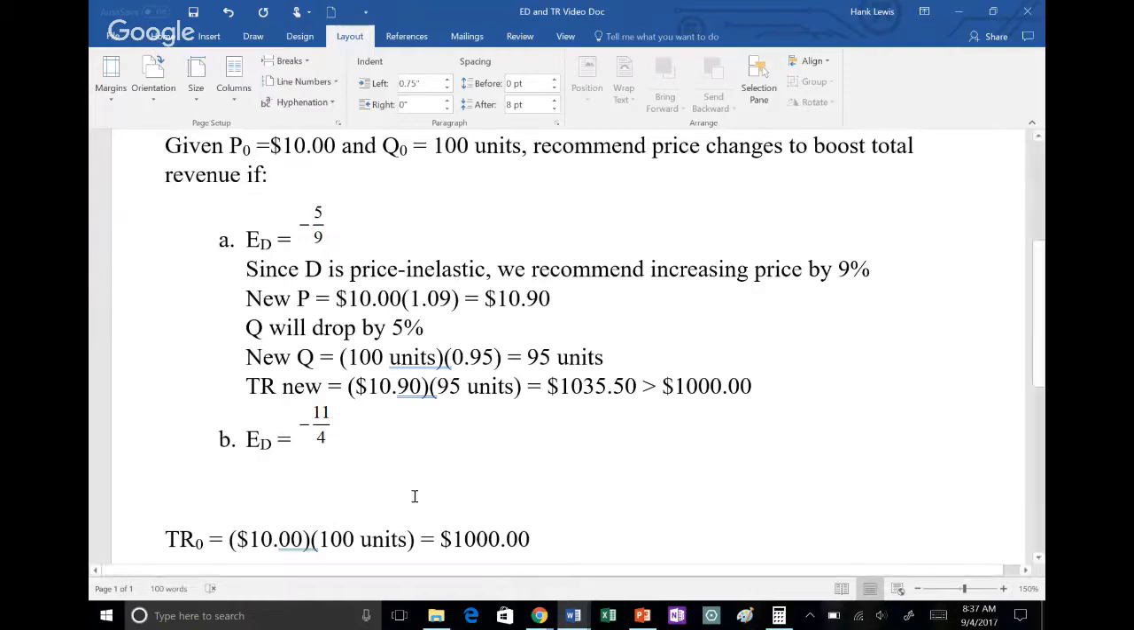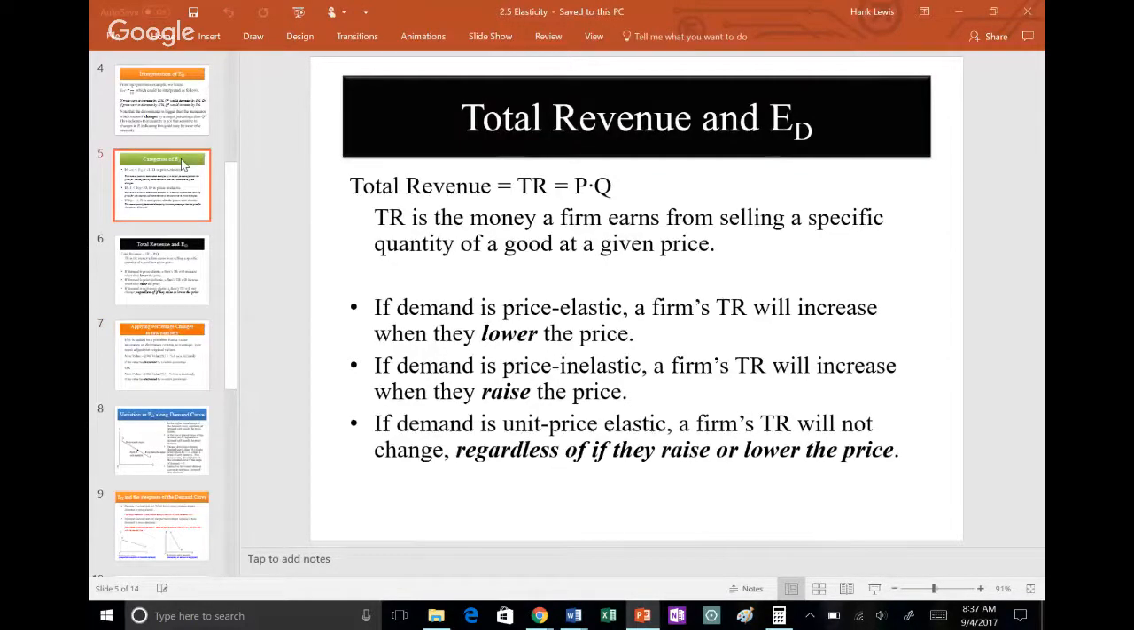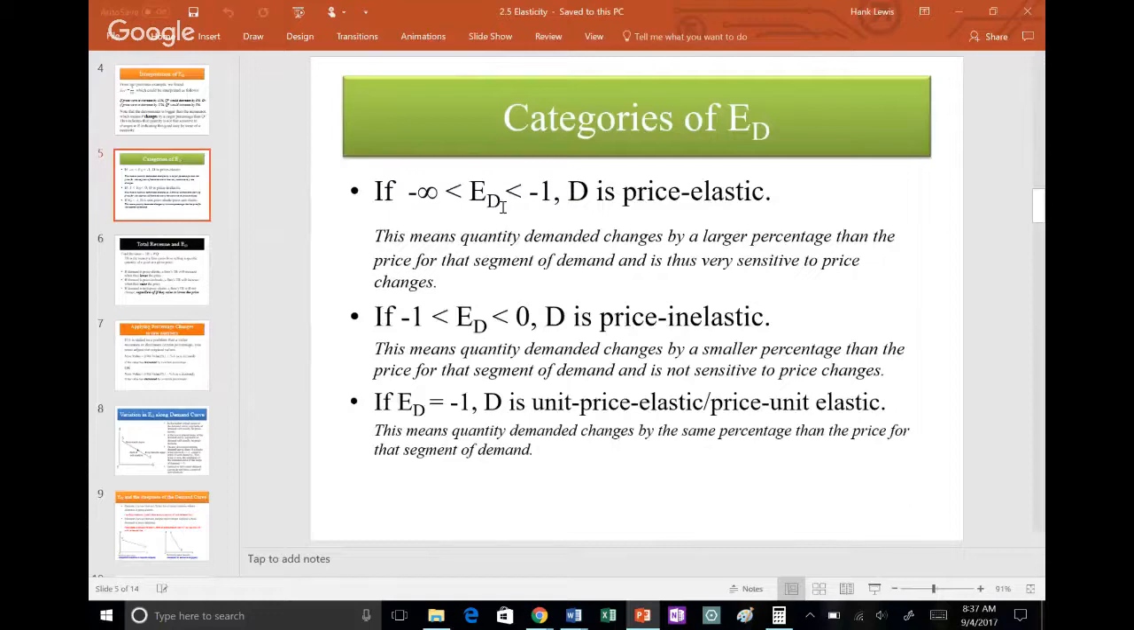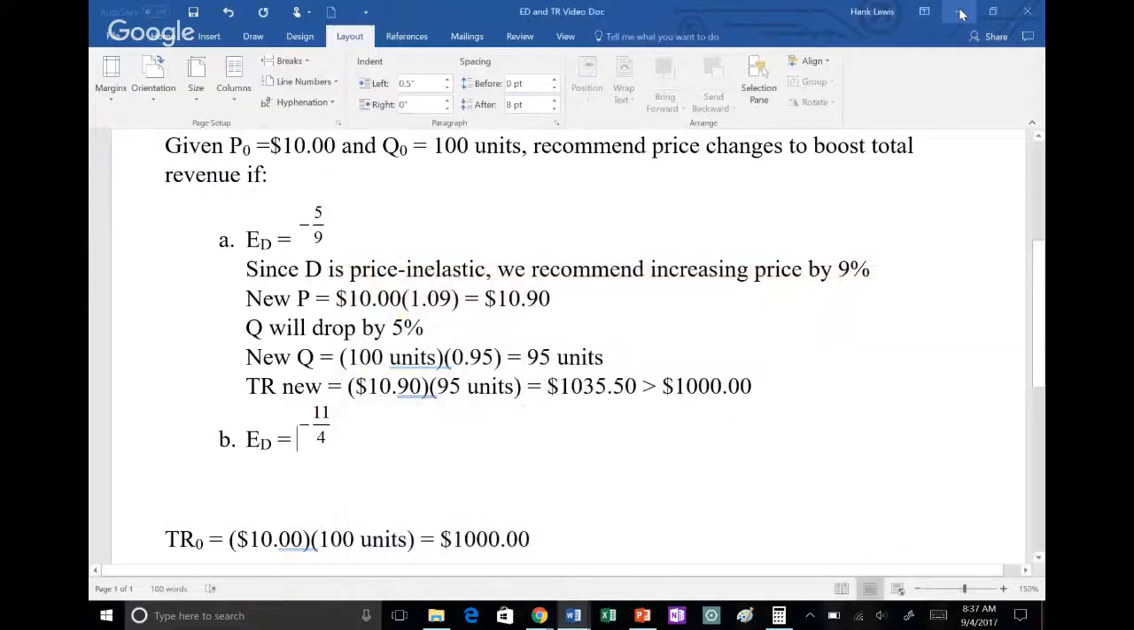Let's talk about the second one here. E sub D is equal to negative 11/4. Okay, now here, let's take a look. Let's remind ourselves of something. Since E sub D is between negative infinity and -1, demand is price elastic. What we also learned is if the demand is price elastic, the firm's total revenue will increase when they lower the price. Okay, so let's go back to our formula here.